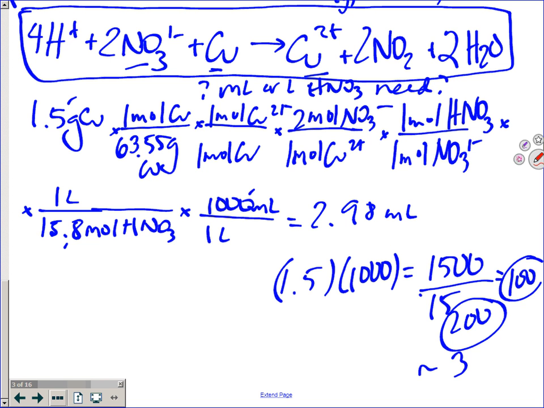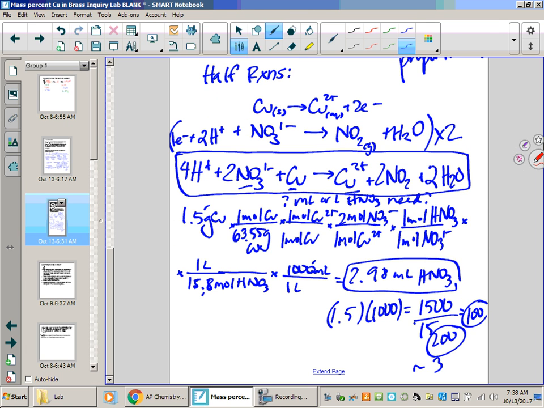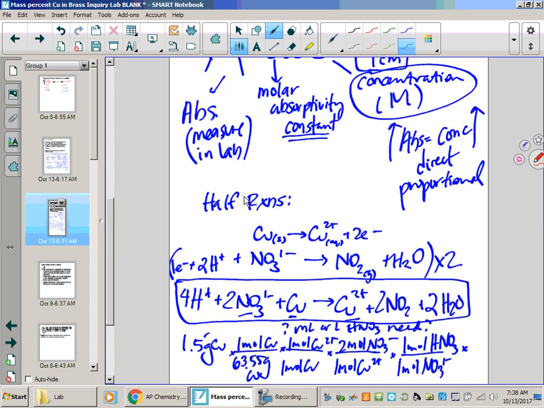Milliliters of nitric acid. And this is stock solution nitric acid, so I will be helping you with that, okay? Just note that you will have to modify this based on what? Your sample of brass, because everyone has a slightly different one. I just took some brass and had my dad cut it, so we'll see how that worked out. All right, let me make sure I covered all my bases.